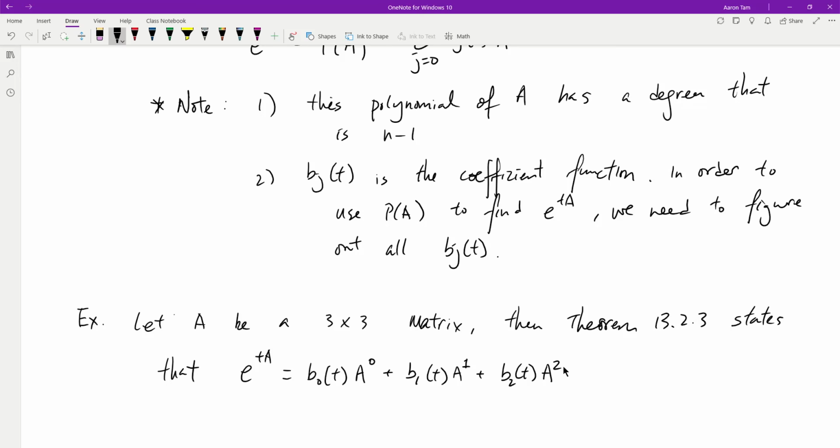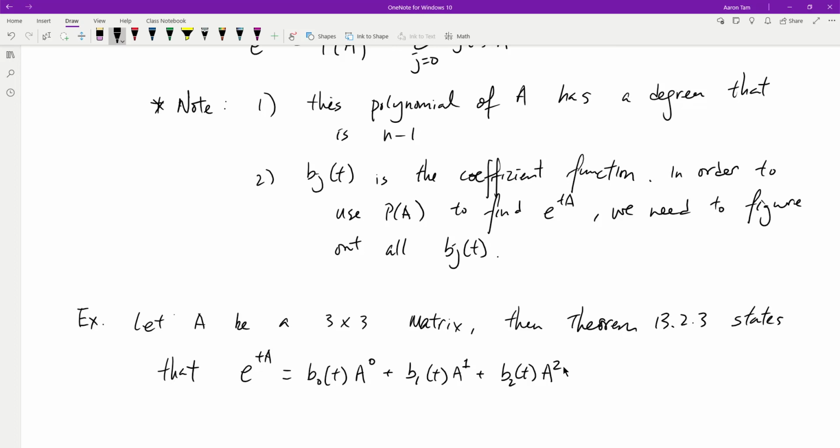Theorem 13.2.3 basically states that I can rewrite e to tA by forming a polynomial of matrix A of degree 2, because n minus 1, in this case, A is a 3 by 3 matrix. Of course, the problem is we don't know what b sub 0, b sub 1, and b sub 2 are. Those are the 3 coefficient functions that we have to figure out to form this matrix, because we do know A. So therefore, we will be able to figure out A to 0, which is the identity I, A to first, which is A, and A squared would just require me to multiply A by itself, which are all things that we can figure out.